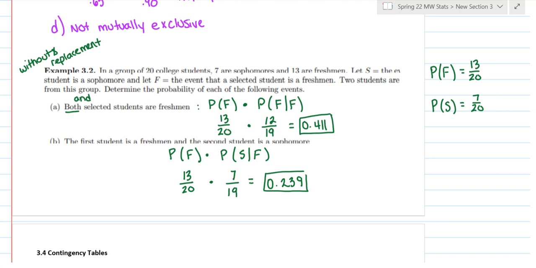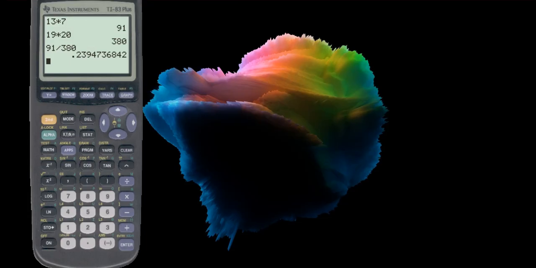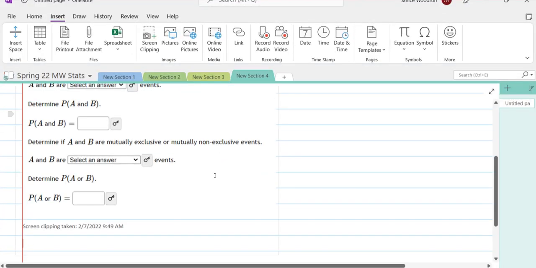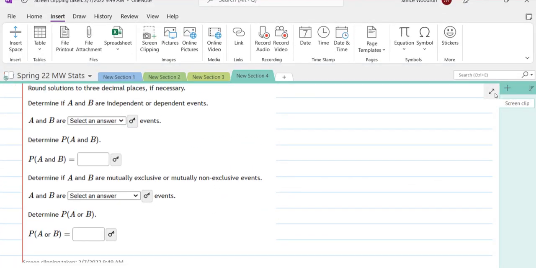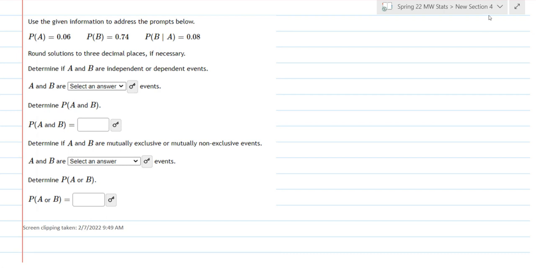All right, so let me give you guys a practice one. Yeah, so we'll try this one here. Okay, so take a minute to try this. We just have probability of A is 0.06, probability of B is 0.74, probability of B given A 0.08. Okay, let's take a look.